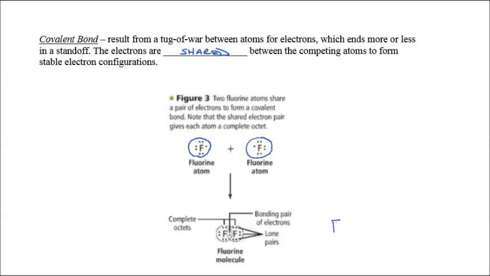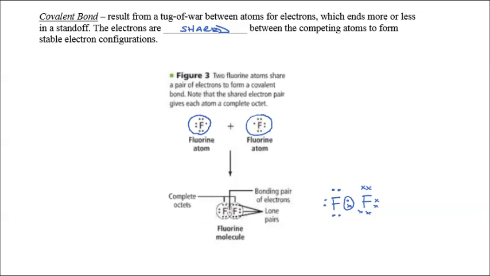So the 7 valence electrons from the one fluorine will, I'm going to draw these with X's just so we can see a little better. And the 7 valence electrons from the other fluorine will have one of the electrons from each bond or share. And that is what a covalent bond is: the sharing of a pair of electrons.